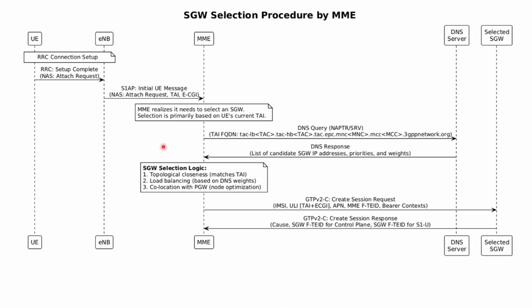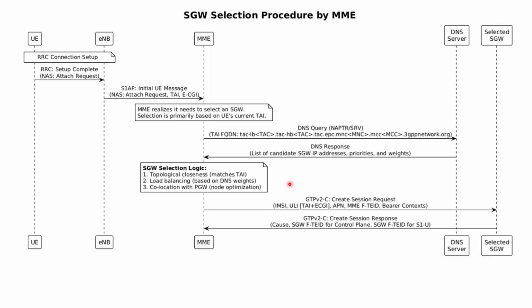Now there could be some issues with that particular flow as well. Suppose we are having S gateway selection failures. Then we have to check the DNS, and if the TAI FQDN is not provisioned or the DNS is unreachable, the MME cannot find the gateway. These are the kinds of issues we need to take care of. Or suppose there is uneven SGW loading, then we need to audit the DNS weight parameters. All these things we need to do for that procedure or for that selection.